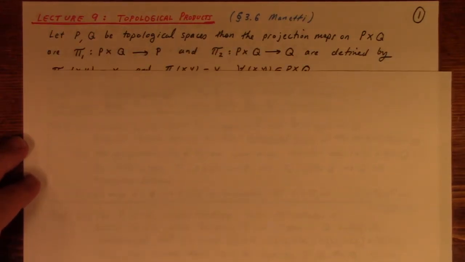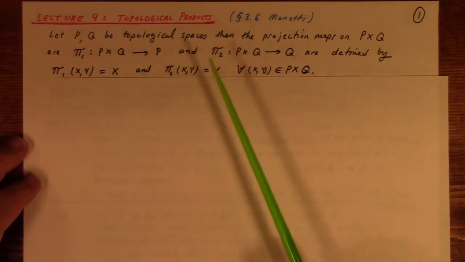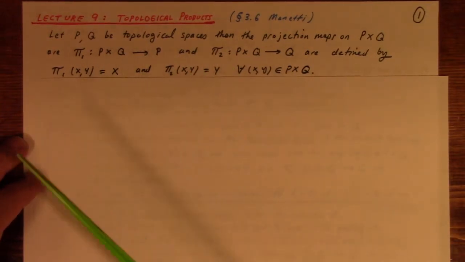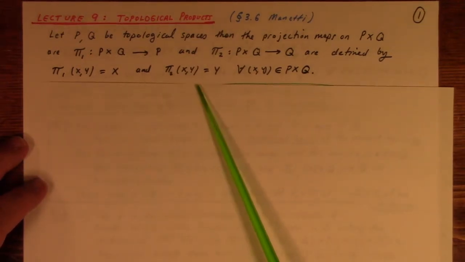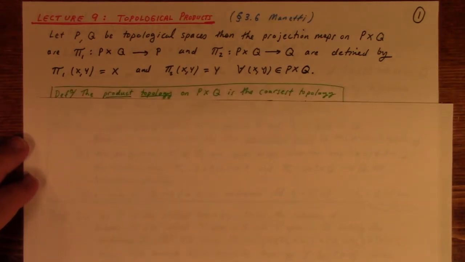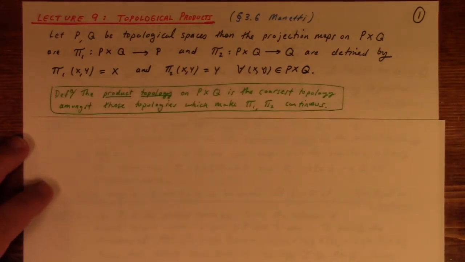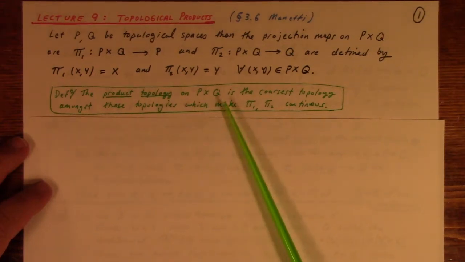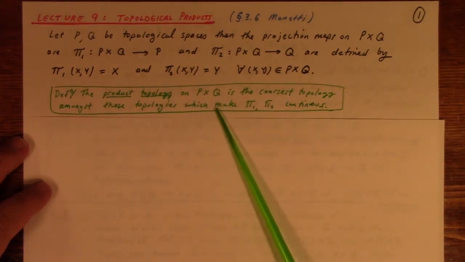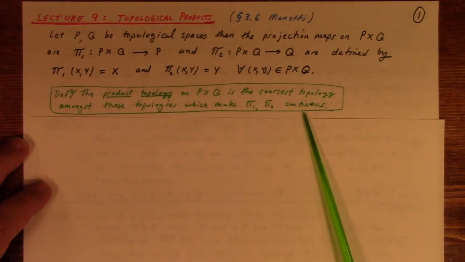And so a lot of this has to do with the projection maps, which I call pi 1 and pi 2. Manetti calls them little p and little q, but I'm going to call them pi 1 and pi 2. They're defined, of course, by just taking the first component or the second component of the pair, right? And so the product topology, he defines it as the coarsest topology amongst those topologies which make pi 1 and pi 2 continuous.